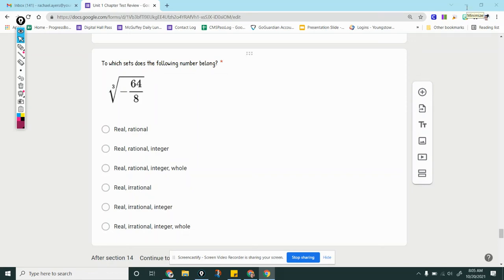Okay, so in this video, we're going to review sets of numbers. As you can see, we have another cube root. This one is negative 64 eighths. So again, I'm thinking to myself, what multiplied by what is going to give me 64 eighths.